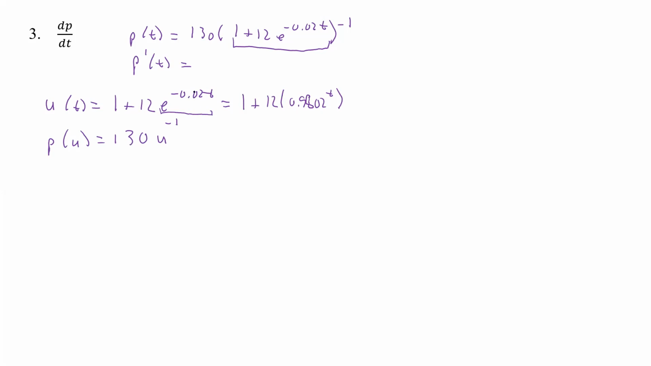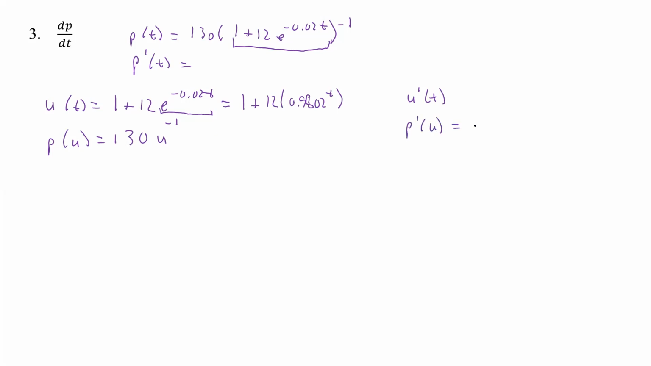So I've replaced this whole thing because we can't really take e to a negative 0.02 t. We'd have to do another u substitution at this point, but I only want to do the one. So I'm going to cheat and put it as a decimal, because then I can use the exponential derivative easily. Now let's find u prime of t, and I'm going to find p prime of u.